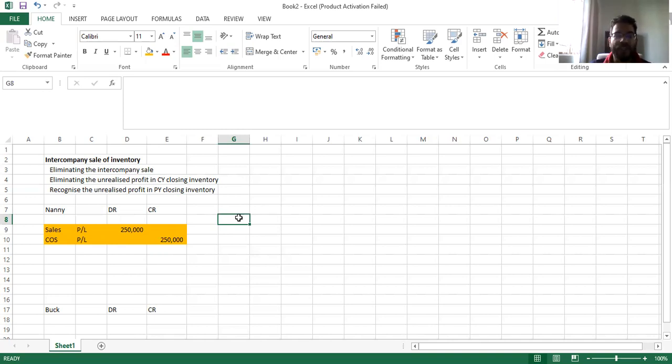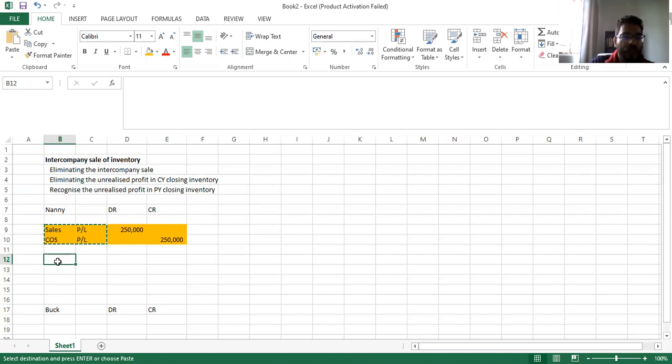Now let's deal with this from an associate, and the same principle would apply for a joint venture, because for both an associate and a joint venture we apply equity accounting. So now let's do the actual answer. What you would have to understand here is that we're going to have to eliminate sales and cost of sales. We're still going to eliminate sales and cost of sales.